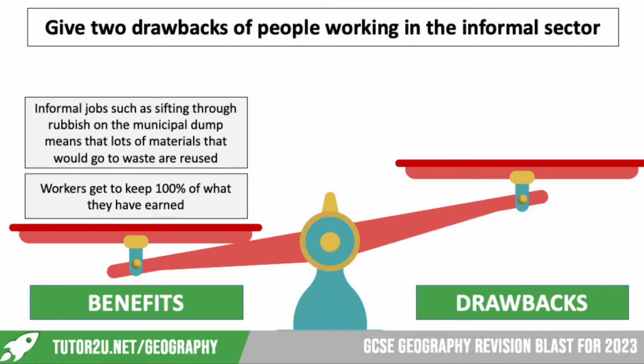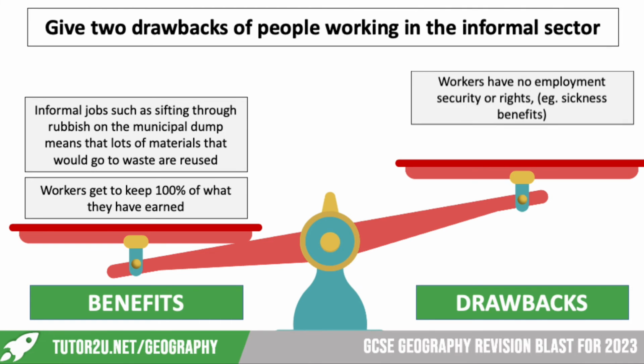Right, we're going to now think about the 2 drawbacks of people working in the informal sector. There are more than 2, but we're just looking for 2. So pause the video, have a think about what are some of the issues with people working in the informal sector. Okay, if you haven't already done so, then please pause the video.